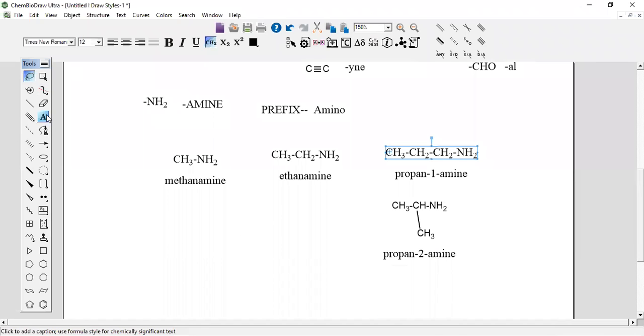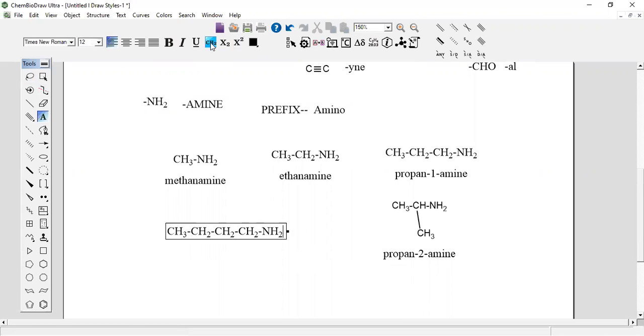Now you tell me another compound. Can you tell me the name of this compound? CH3, CH2, CH2, CH2, NH2. Now tell me what is its name? Butane 1-amine. Very good. That I need from you.